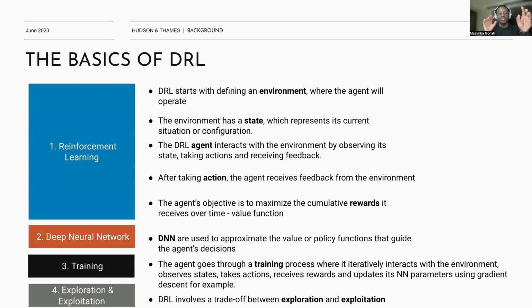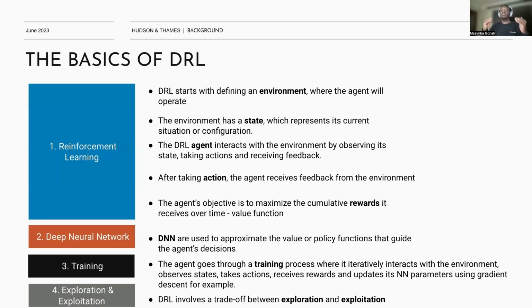Then through a process called training, the agent interacts with the environment and adjusts its neural networks based on the feedback it receives. Now, training, of course, will be shared with reinforcement learning, but what makes it different here is the adaptation of deep neural networks. So by repeatedly exploring and exploiting the environment, the agent gradually learns which action leads to higher rewards.